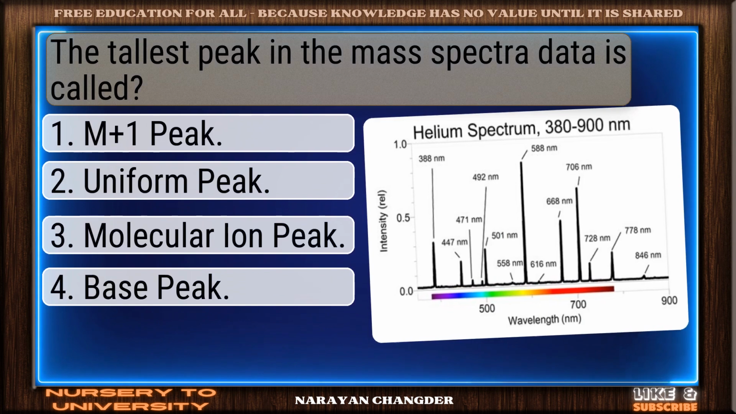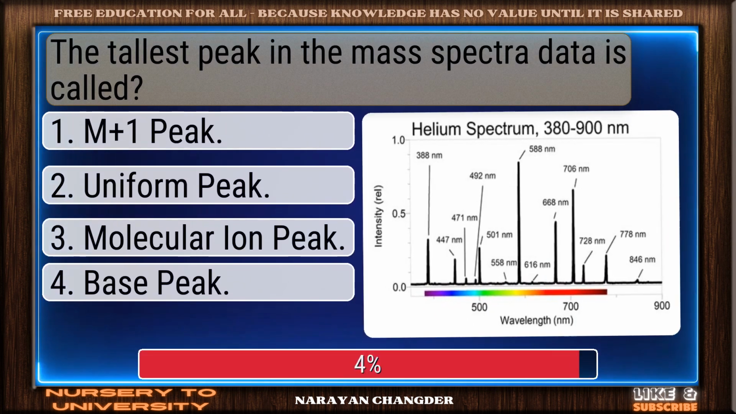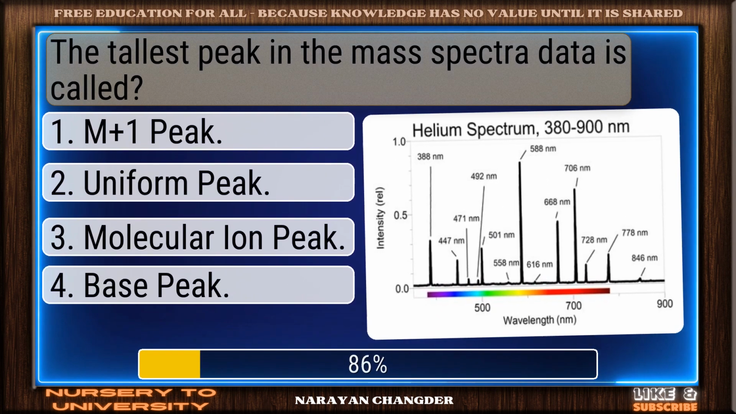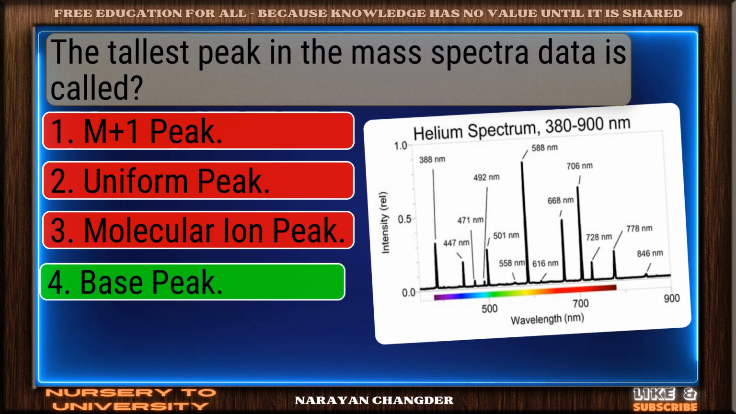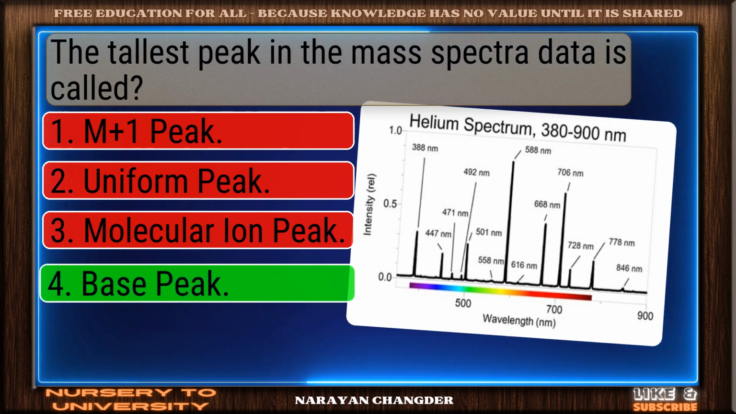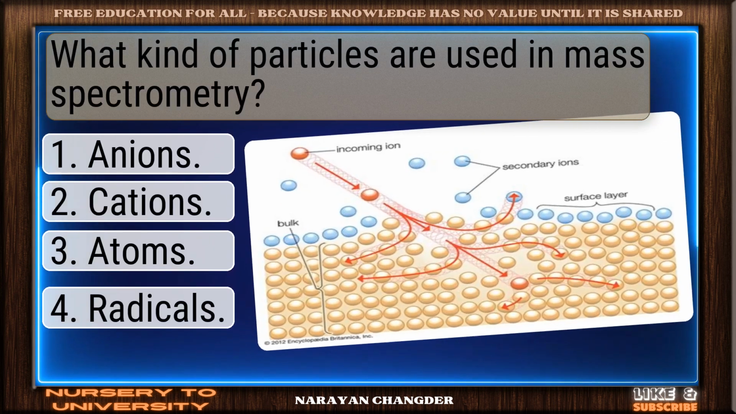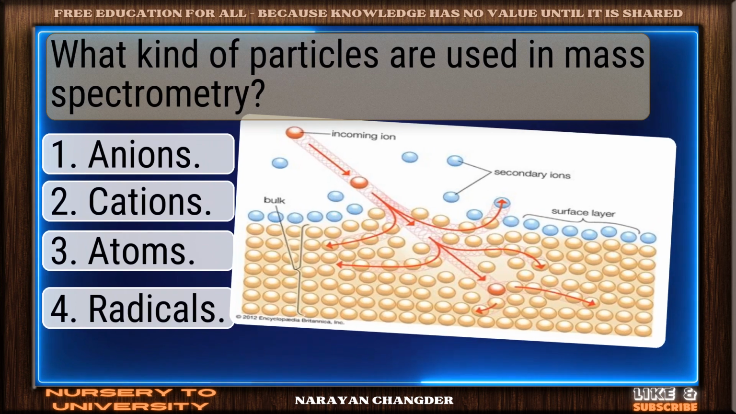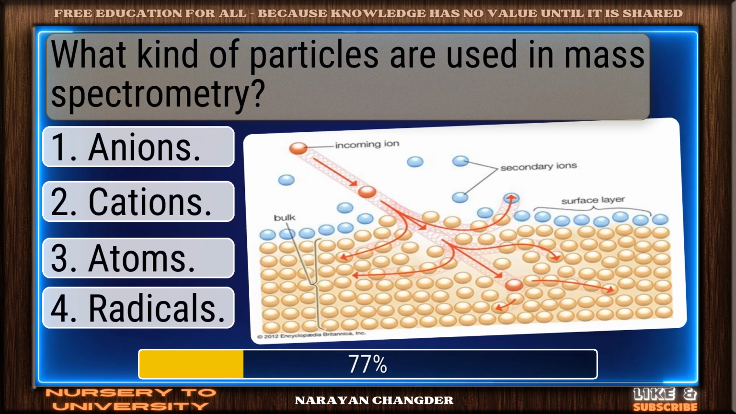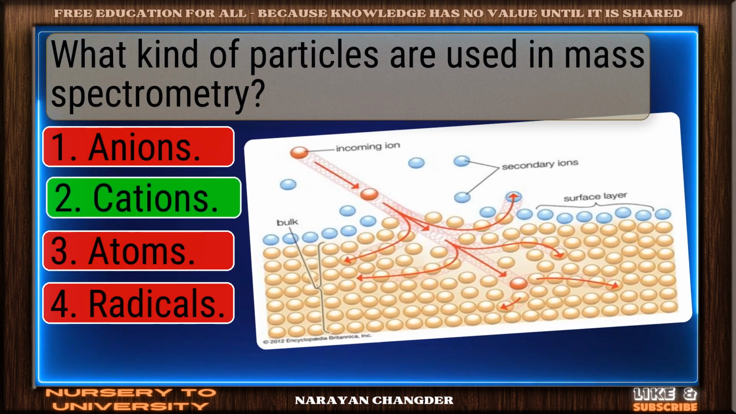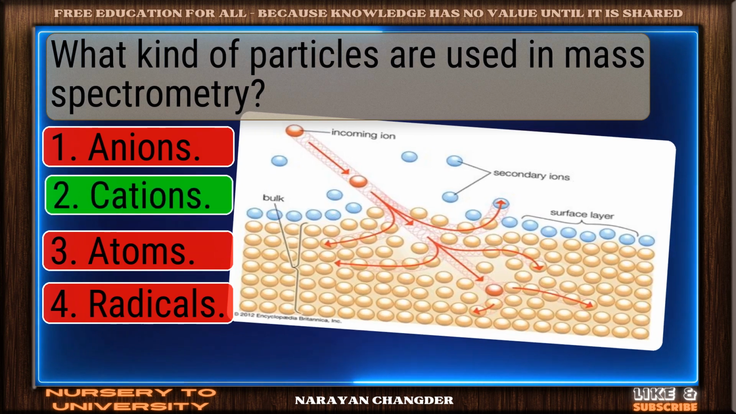The tallest peak in the mass spectra data is called. Nice work. You chose base peak, and it is correct. What kind of particles are used in mass spectrometry? Great thinking. Cations is the right choice.